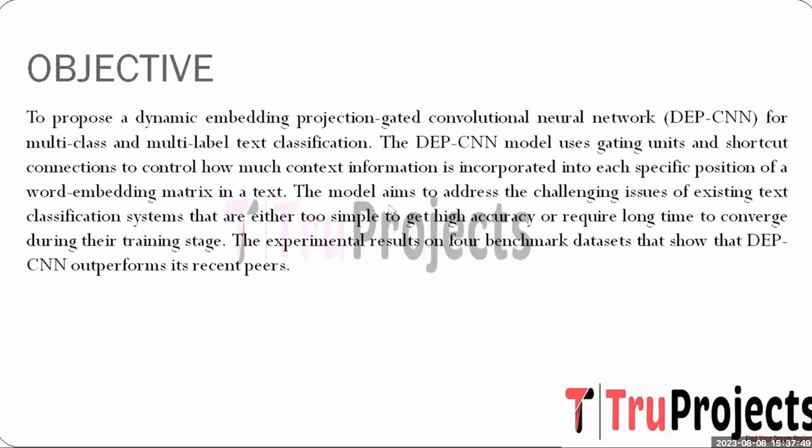This architecture seeks to tackle the persistent complexity observed in prevalent text classification systems, which often fall short in either accuracy or convergence during training. Remarkably, the DAP-CNN model advances the performance benchmark set by contemporary counterparts, as evidenced by comprehensive experiments conducted across the core benchmark datasets. This advancement holds the potential to reshape the text classification paradigm, effectively balancing precision and efficiency in a unified framework.